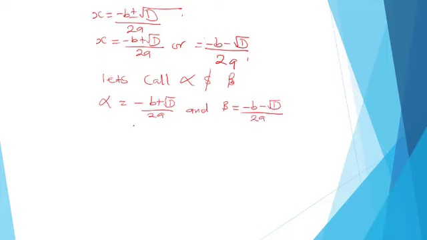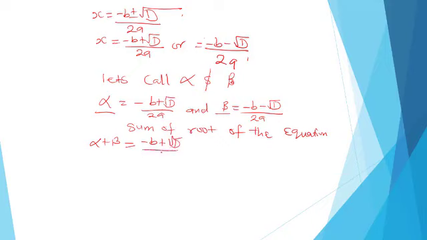Now let's look for the sum of roots. Let's take alpha and beta as the roots of the equation. So the sum of roots of the equation becomes alpha plus beta, which is our alpha here, minus b plus root d over 2a, plus minus b minus root d over 2a. Now we take the common LCM, which is 2a.